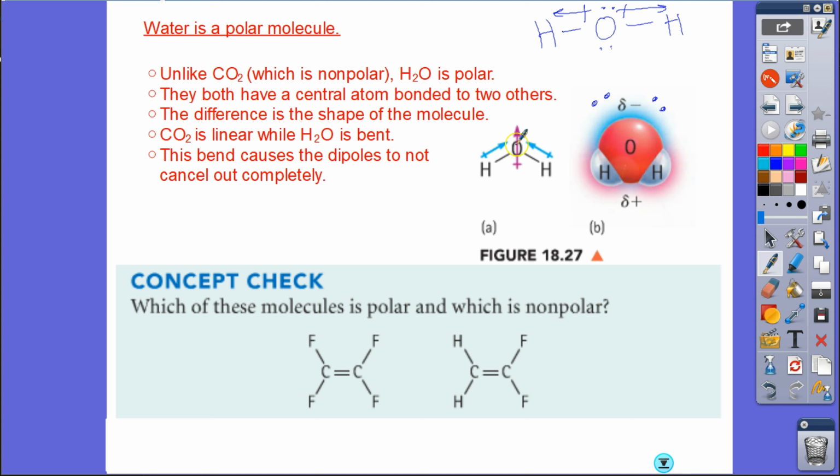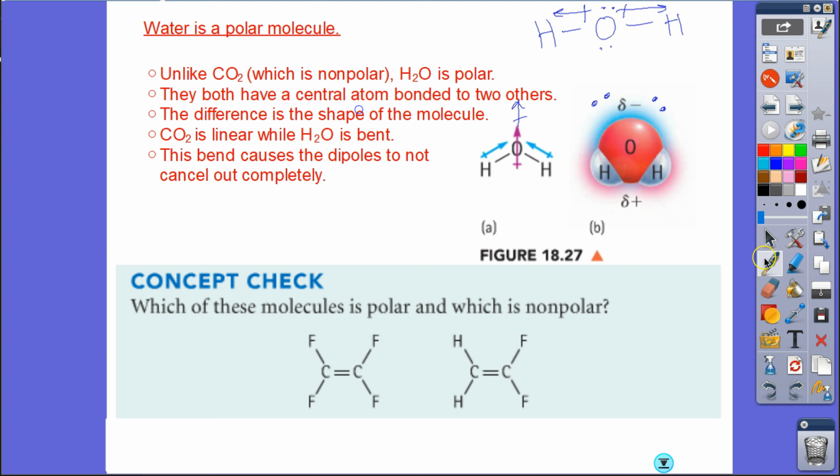But because water is bent, the two dipoles don't cancel each other out completely. In fact, they add together a little bit upwards to give a stronger dipole. So that makes water a polar molecule, which explains a lot of things that water does.